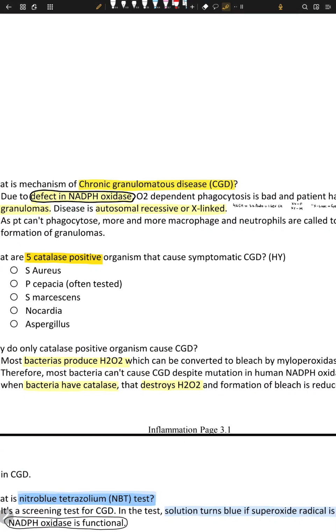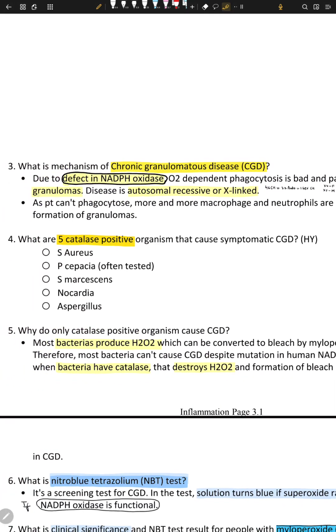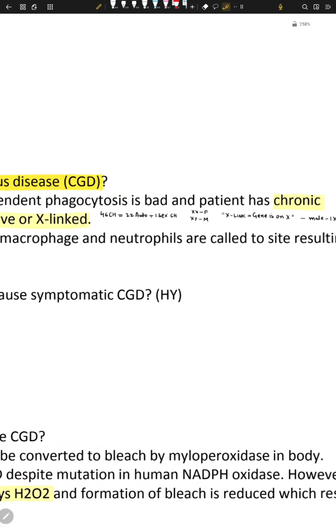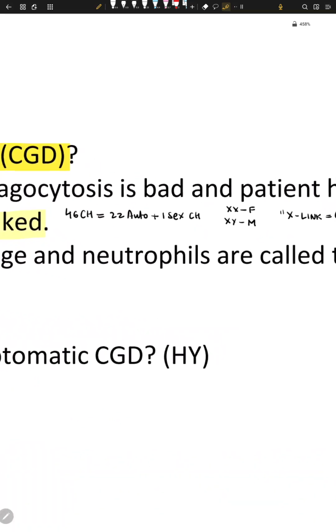There will be chronic granulomas. We'll talk about what these granulomas are. This is nothing hard, very easy. This disease is X-linked recessive, which means you have to have both biallelic messed up genes, and it's carried by women. How is it carried? Okay, let's talk.